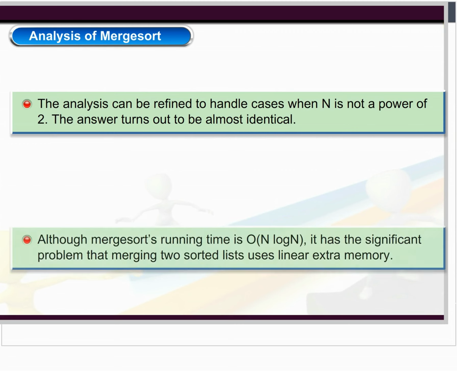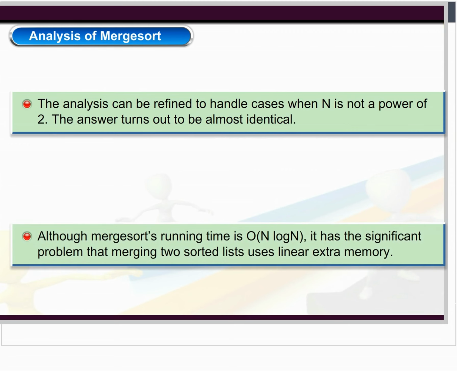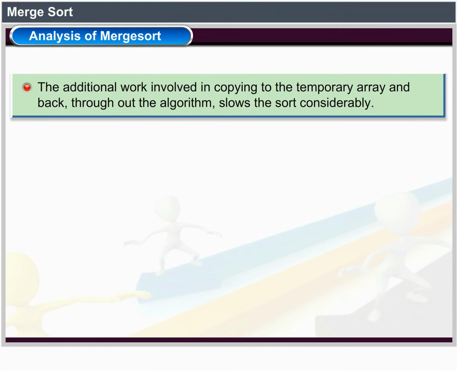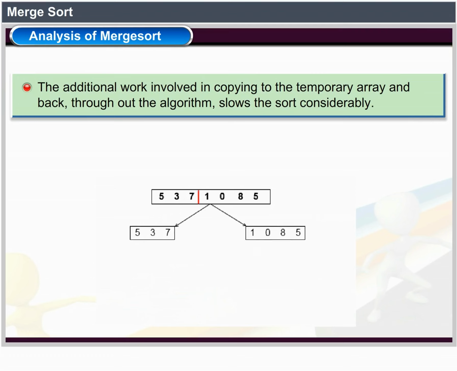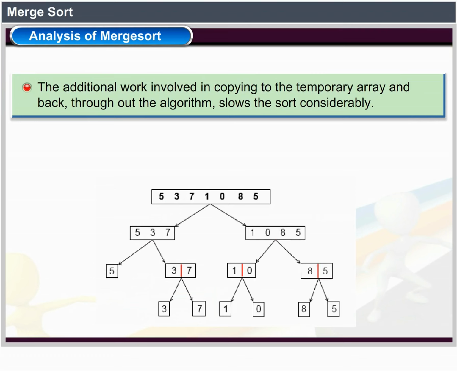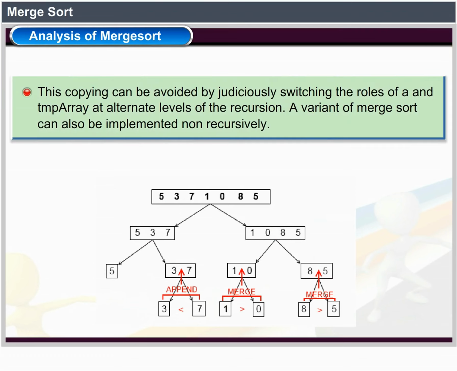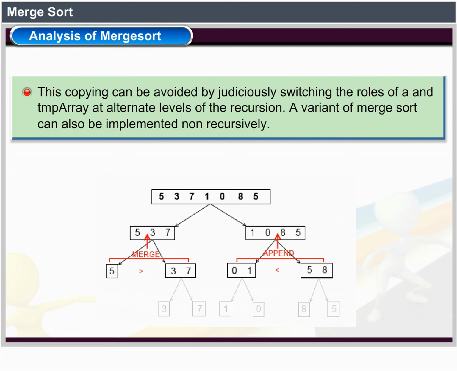Although merge sort's running time is O(n log n), it has the significant problem that merging two sorted lists uses linear extra memory. The additional work involved in copying to the temporary array and back throughout the algorithm slows the sort considerably. This copying can be avoided by judiciously switching the roles of A and the temporary array at alternate levels of the recursion. A variant of merge sort can also be implemented nonrecursively.